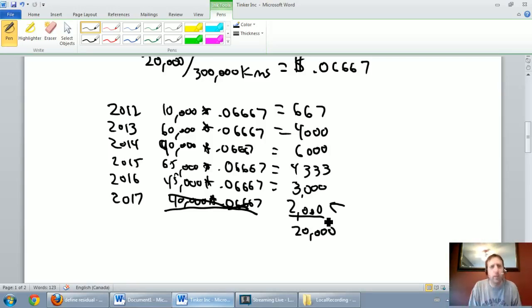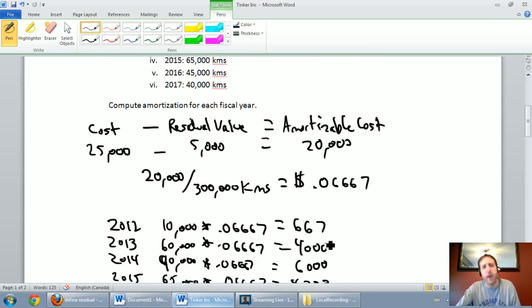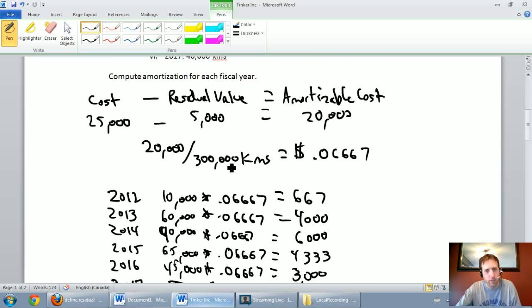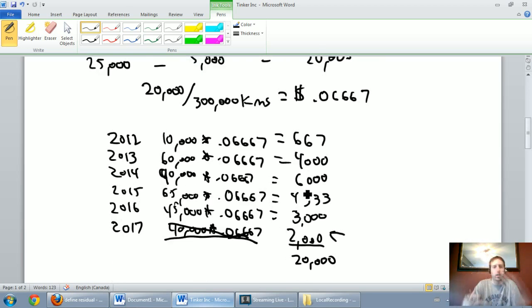But assuming that we want to keep a $5,000 residual value, that means over that 5-year period, we must amortize exactly $20,000 from our asset. In the last year, unless I've driven exactly 300,000 kilometers, my number's going to be off. It's just not going to work. In this case, if I went 40,000 times 0.06667, I would end up at a higher number than 2,000. I think I'd end up at 2,333. And obviously, my amortization then would be off. Because of that, our last year, we plug in the number to make our amortization total to $20,000.